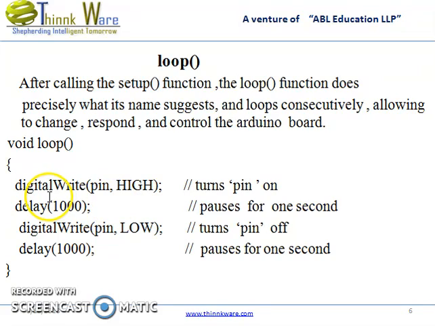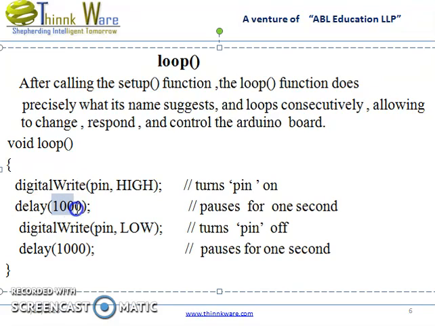Void loop. Digital write pin, high turns the pin on. Delay pauses for 1 second. 1 second is a delay of 1000. That means that for 2 seconds we would write 2000. Digital write pin, low turns the pin off. Delay 1000 pauses again for 1 second.